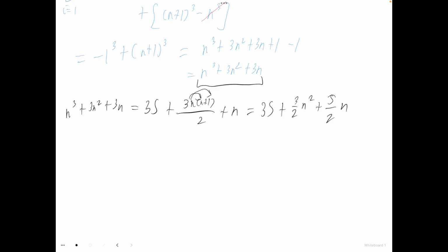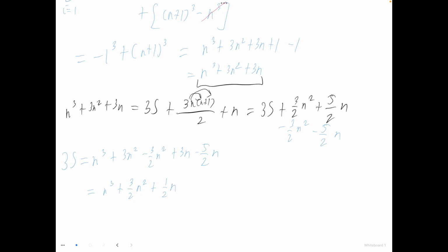So now we want to solve for s, and so we're going to get everything on this right-hand side, move it over to the left. So we get 3s equals, and then I'm just going to subtract off the 3 halves n squared and the 5 halves n. And so I'm going to have n cubed plus 3n squared minus 3 halves n squared plus 3n minus 5 over 2 n. And so this becomes n cubed plus 3 halves n squared plus 1 half n.